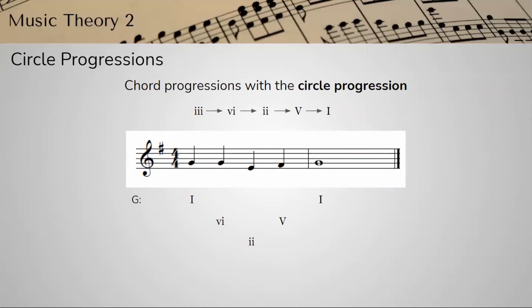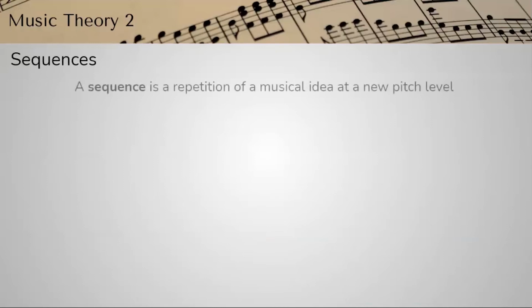Before it was something like 1, 6, 4, 5, 1, right? But now we've used the circle progression to create a different sound, but a chord progression that still works using a different model. All right, and then the last one we'll look at is something called a sequence. And first we need to understand what a sequence is. And a sequence is just a repetition of a musical idea at a new pitch level.